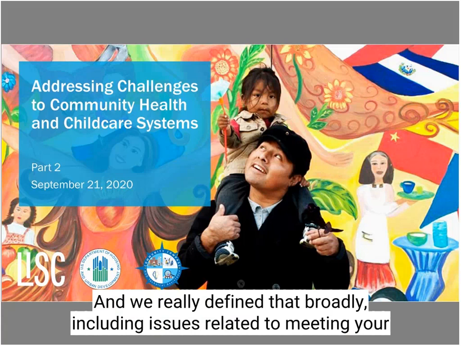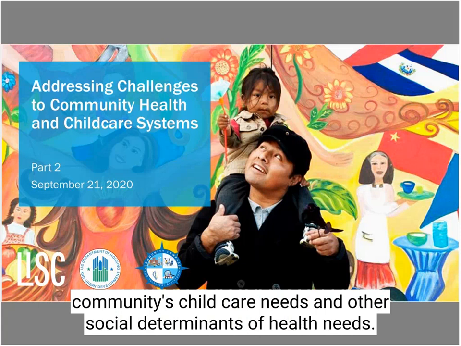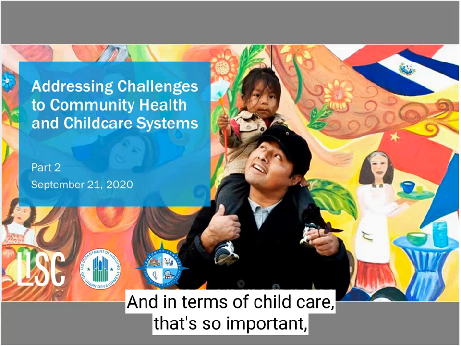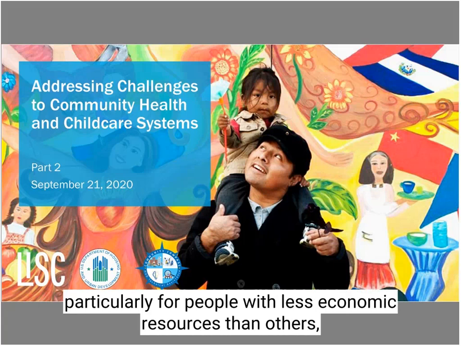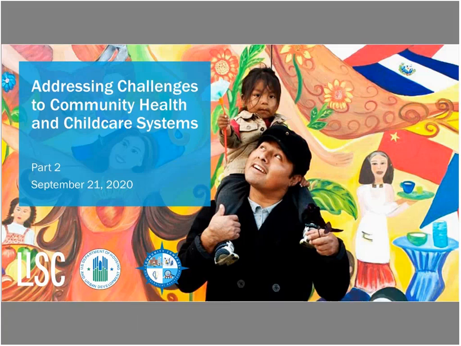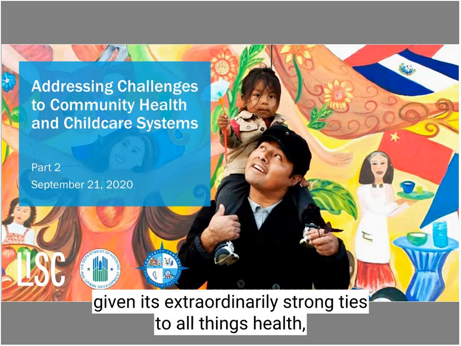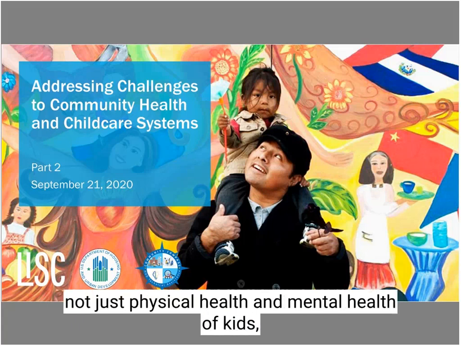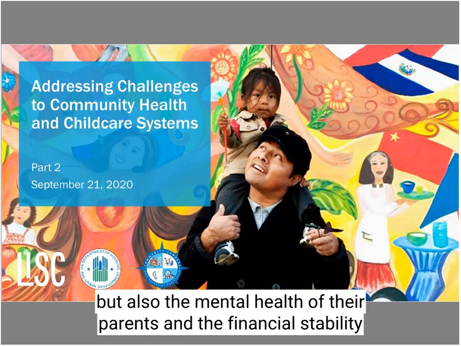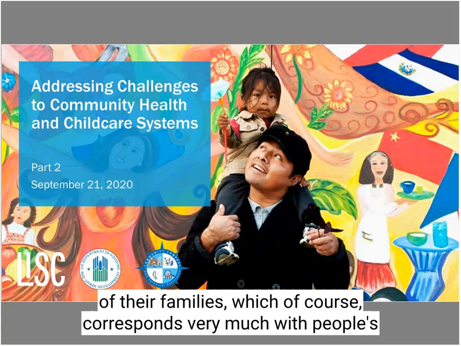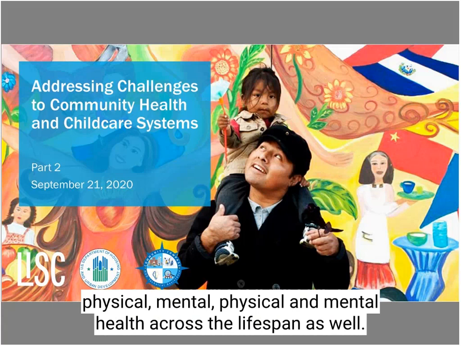And we've really defined that broadly, including issues related to meeting your community's childcare needs and other social determinant of health needs. And in terms of childcare, that's so important, particularly for people with less economic resources than others, given its extraordinarily strong tie to all things health, not just physical health and mental health of kids, but also the mental health of their parents and the financial stability of their families, which of course corresponds very much with people's physical and mental health across the lifespan as well.